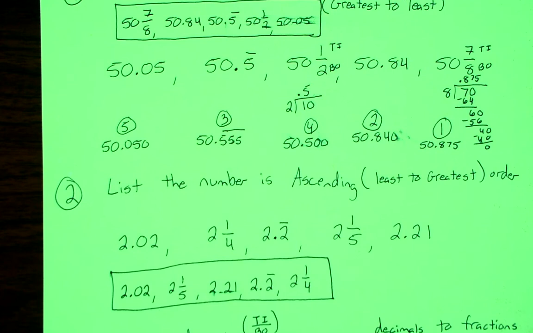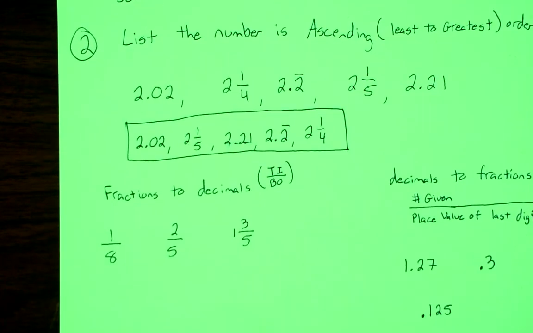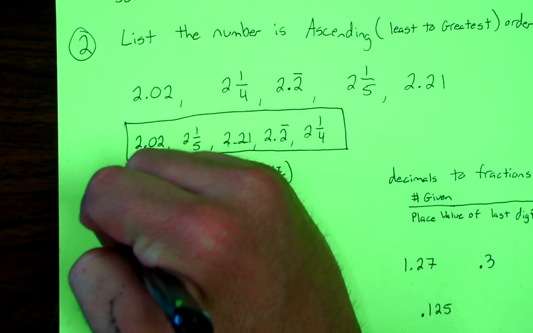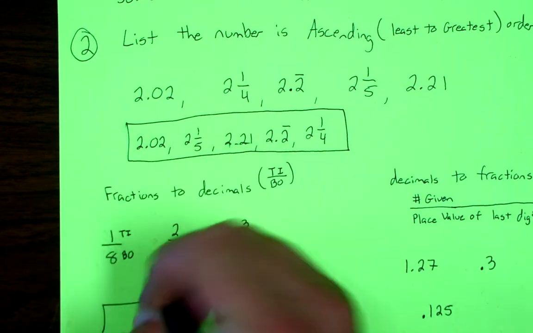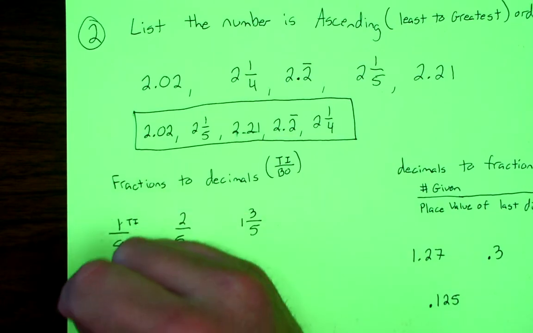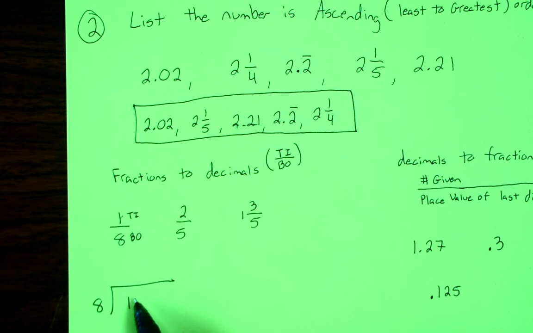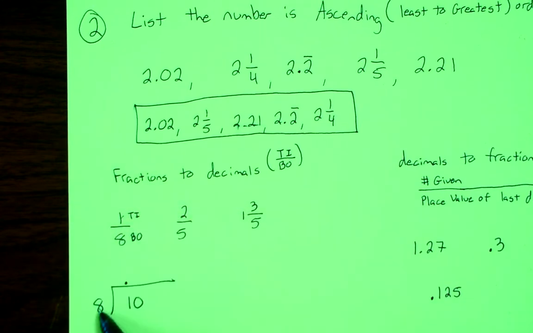And lastly, fractions to decimals. Again, we use Tybo. Top in, bottom out. Top number comes in, bottom number goes out. 8 cannot go into 1. Add your decimal, add a 0. 8 can go into 10 one time.